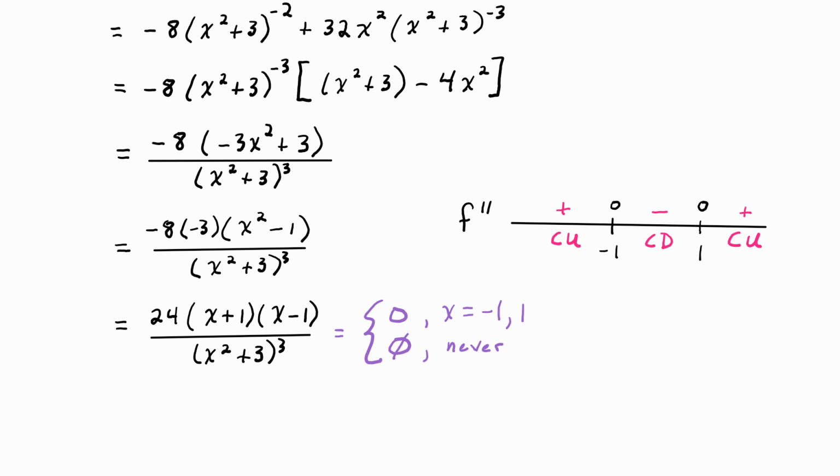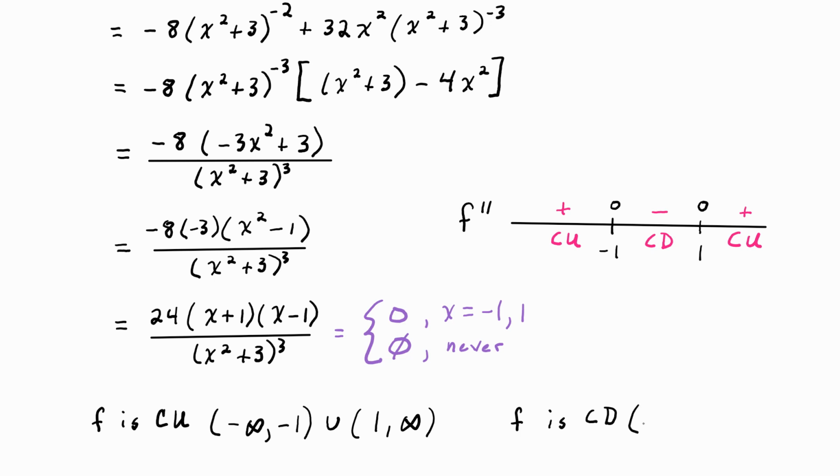So we can say f is concave up from -infinity to -1, union 1 to infinity, and f is concave down from -1 to 1.